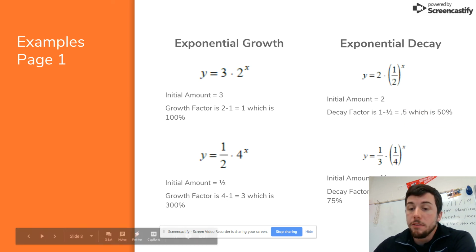All right. And down here, the initial amount is 1/3. And we know it's decay because it's less than 1 in the middle. And so 1 minus 1/4 is equal to 0.75, which we are all capable of converting to 75%.